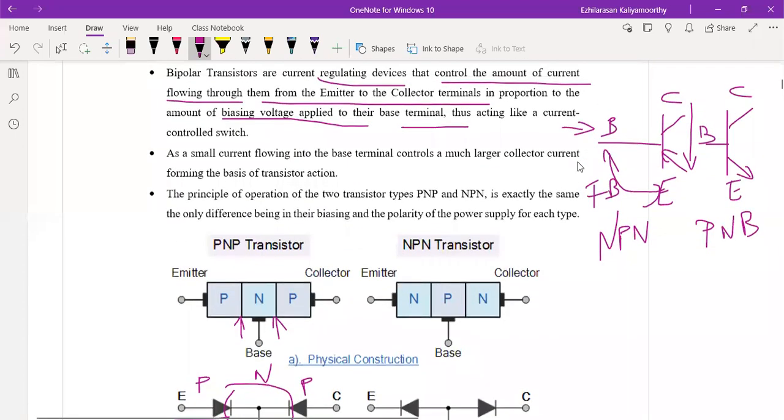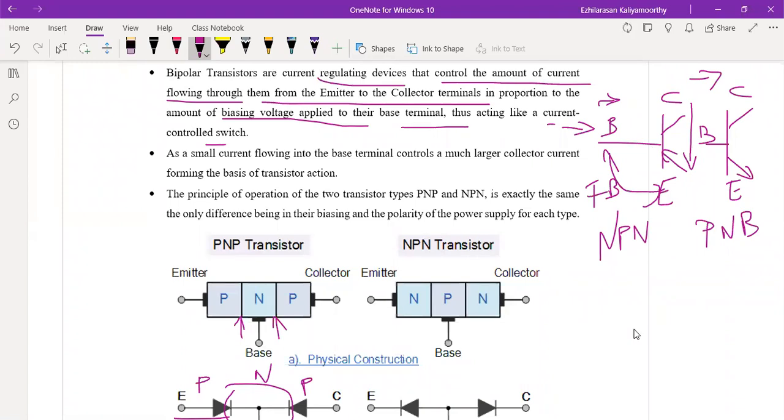So now we need to apply bias voltage across the base emitter. Then a small amount of current will flow, and based on that, the current will flow from the collector to the emitter. So at that time, it will act like a current control switch. Sometimes there will be some small current flowing into the base terminal here. It controls the much larger current, forming the basis of transistor action. Normally you apply only a small current here, and in my collector I'll get a large amount of current.